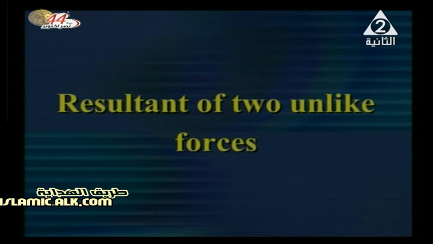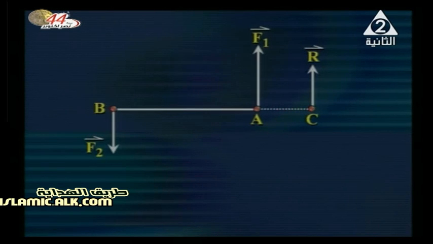Now we are going to study the resultant of two unlike forces. What do we mean by unlike forces? Unlike forces means opposite forces: F1 in the opposite direction of F2. Look, dear student, we have two forces, F1 and F2. F1 acts at point A, F2 acts at point B.